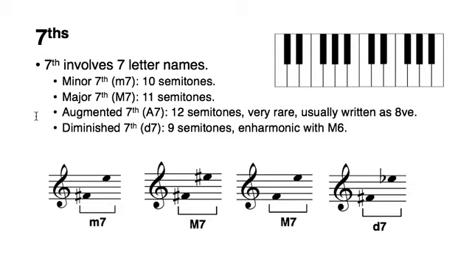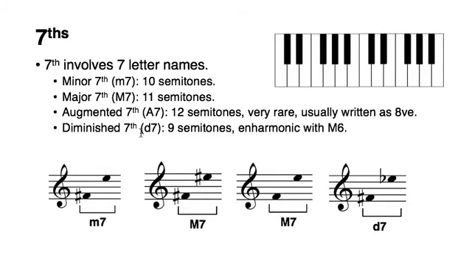Sevenths involve seven letter names, as we've seen already. A minor seventh has ten semitones. A major seventh will have eleven semitones. Augmented seventh, very rare, twelve semitones. Twelve semitones, by the way, is the distance between a note and the note of the same name an octave higher, or in other words, an octave. So there are twelve semitones in an octave. So augmented sevenths are actually really rare. We just usually write them as octaves.